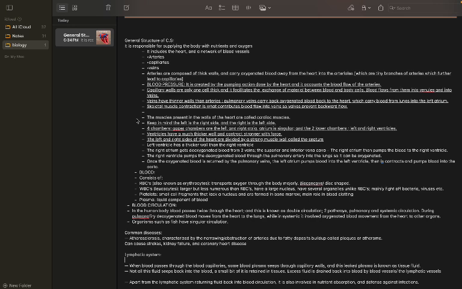Now, veins, on the other hand, have thinner walls than arteries. So arteries have thick walls, veins have thinner walls. Pulmonary veins carry oxygenated blood back to the heart, from the lungs into the left atrium. Skeletal muscle contraction is what contributes to blood flow in veins, and valves prevent backward flow.